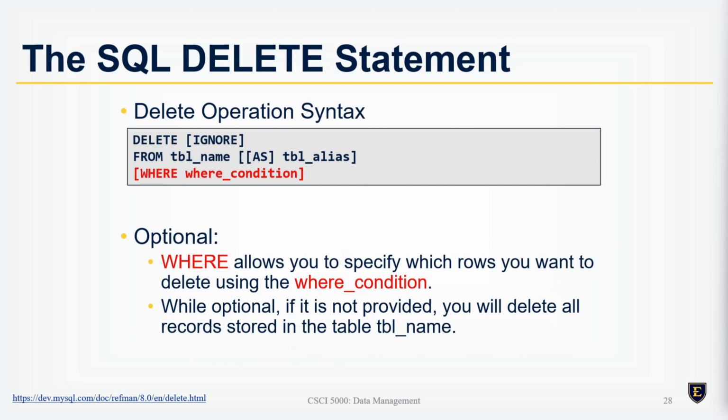The where clause allows you to specify which rows you want to delete using the where condition. And while it is optional, just like the update statement, you want to be sure that you're not deleting all of the records versus deleting only the records that you intend to delete. So in the next video, we'll show some examples of how to do these things.